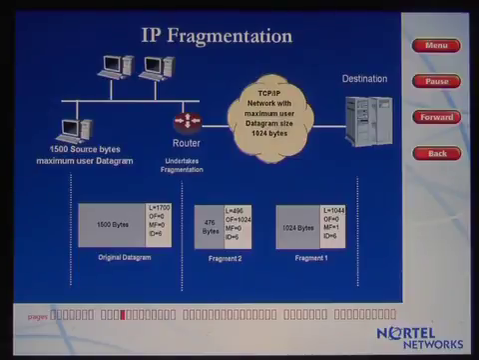The second fragment contains the remaining 476 bytes of data, so the total length is set to 496 bytes. The offset is set to 1024 to indicate that this is the second fragment, and the more fragment bit is set to 0 to indicate that this is the last fragment. In both fragments, the identifier field is set to the same number as that contained in the original datagram. With this information, the destination host can reassemble the fragments.